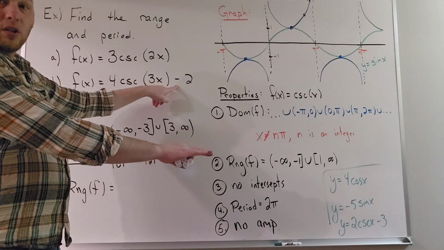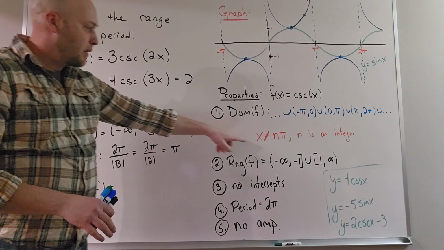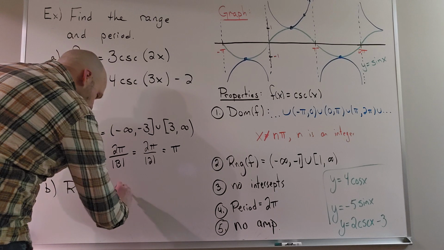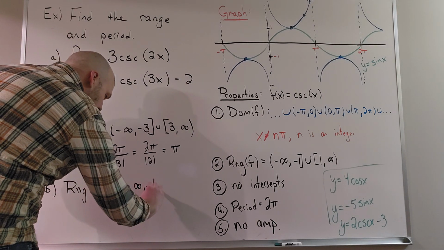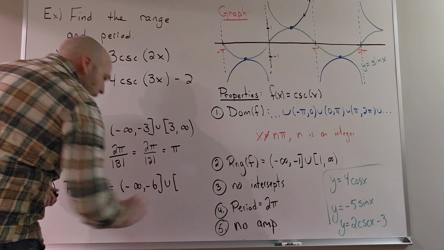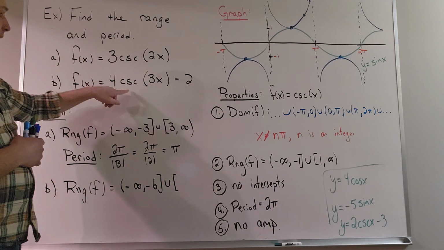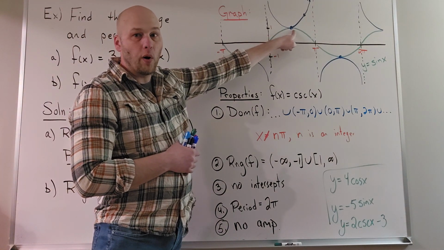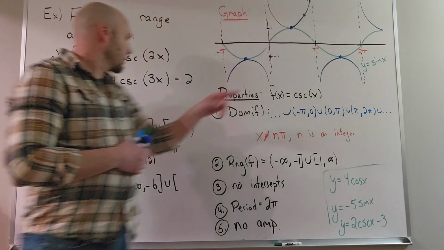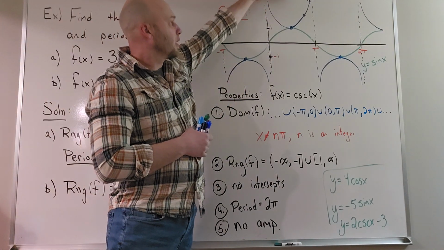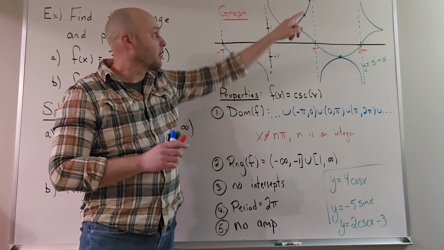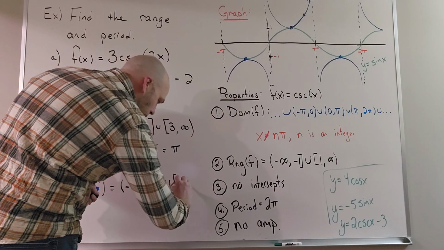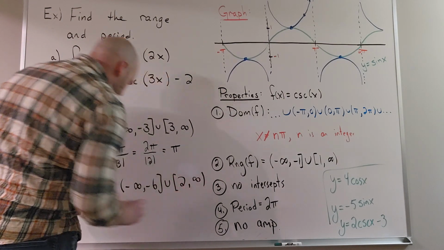And then when I subtract 2, that means the bottom piece of the range is going to go down to -6. So this gives me -infinity up to -6. All right, let's look at the top portion of the range. The top of the cosecant is at 1. I multiply that by a 4 to go up to 4. And then I subtract 2, which means that 4, sort of the vertex here, is going to drop down to 2. So the bottom of this part is going to be 2, and then off to infinity.